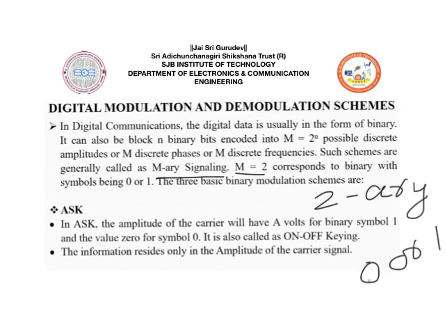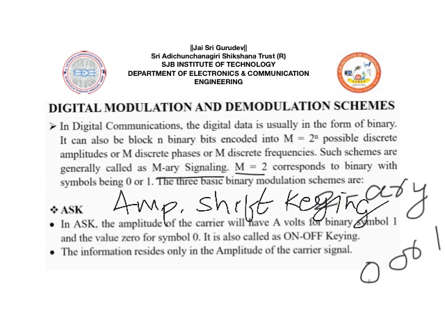Moving further, now let us discuss the types of modulation. The first type of modulation is ASK. The full form is amplitude shift keying.